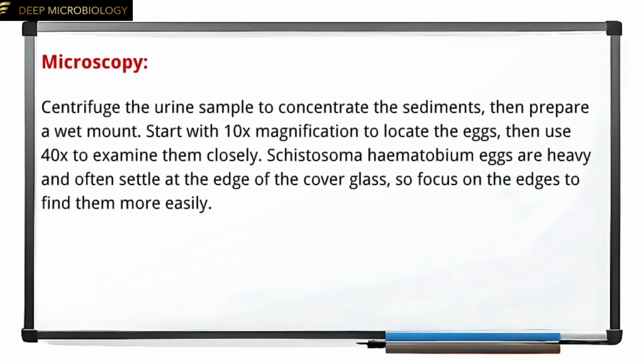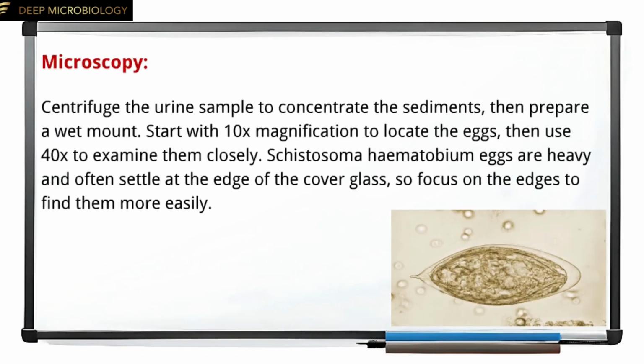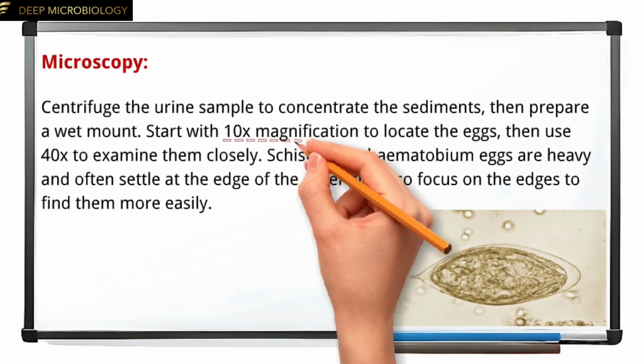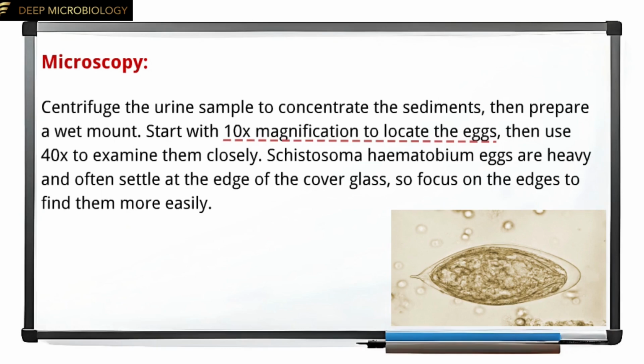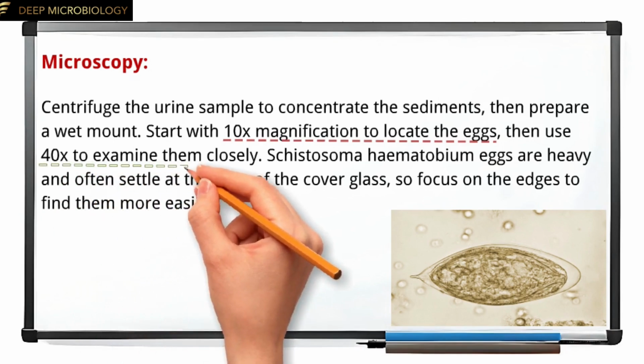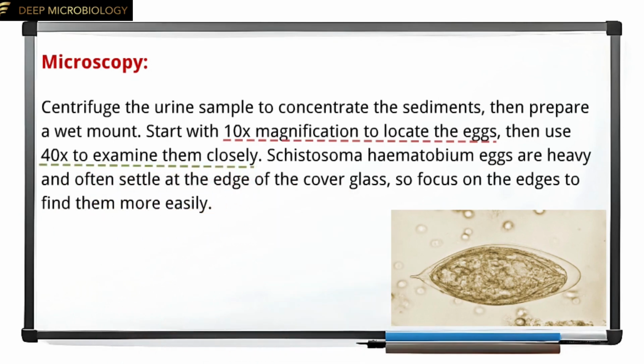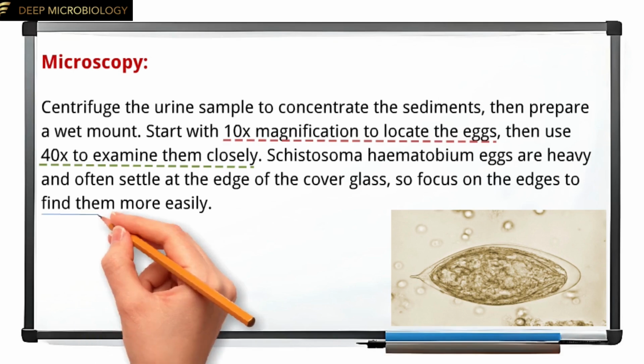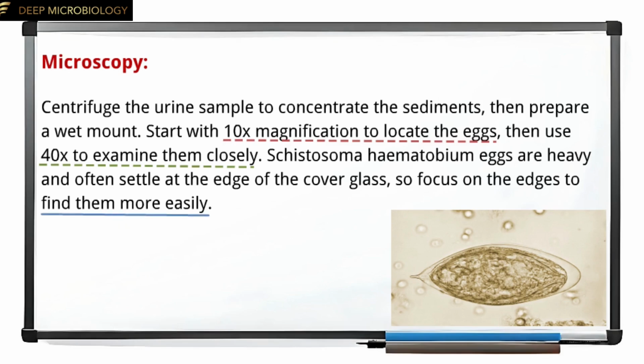Microscopy. Centrifuge the urine sample to concentrate the sediments, then prepare a wet mount. Start with 10x magnification to locate the eggs, then use 40x to examine them closely. Schistosoma haematobium eggs are heavy and often settle at the edge of the cover glass, so focus on the edges to find them more easily.